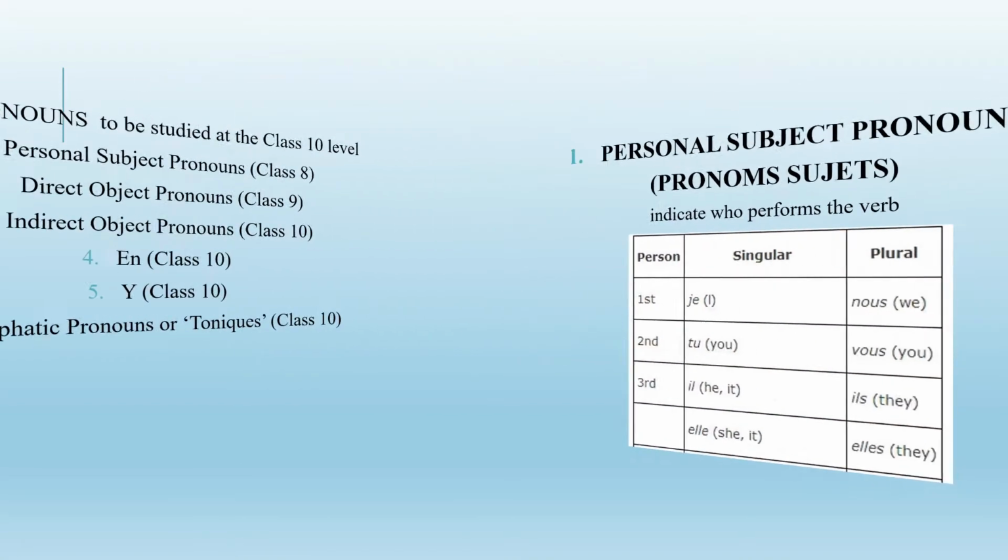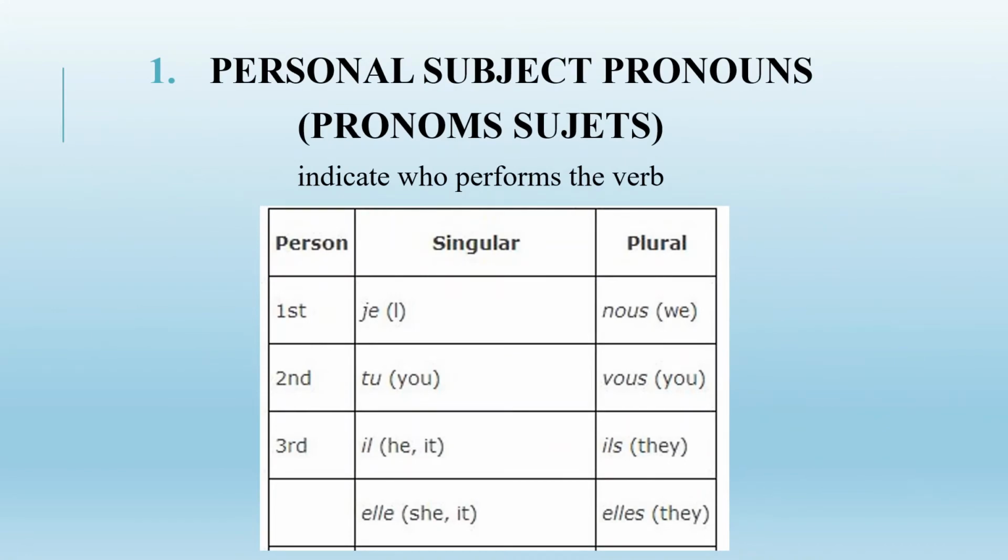Let's begin with the personal subject pronouns, which I think would be the easiest type of pronoun for most of you. They are called les pronoms sujets, the personal subjects. They indicate who performs the action, the subject of the sentence. So the personal subjects are je, tu, il, elle, nous, vous, ils and elles. You will recognize these from when you have been conjugating your verbs. They are exactly the same.